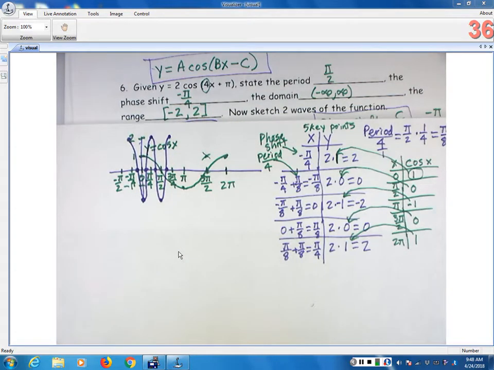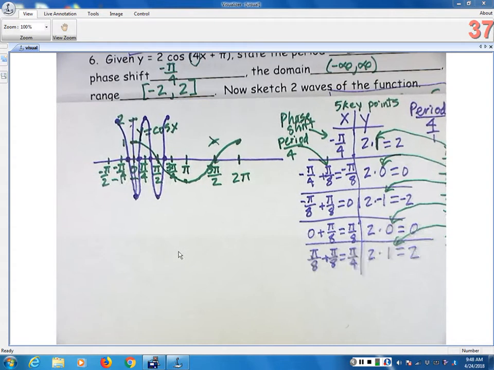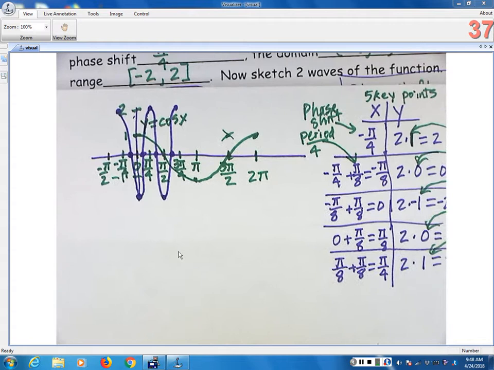So, did my field notes have a picture? No, I don't think so. Okay, so I didn't need more than that. I didn't need to fill in the minus pi over 8 and everything. So we sketched 2 waves. There is a problem like this on the test, so practice it. You have to do it without your calculator.